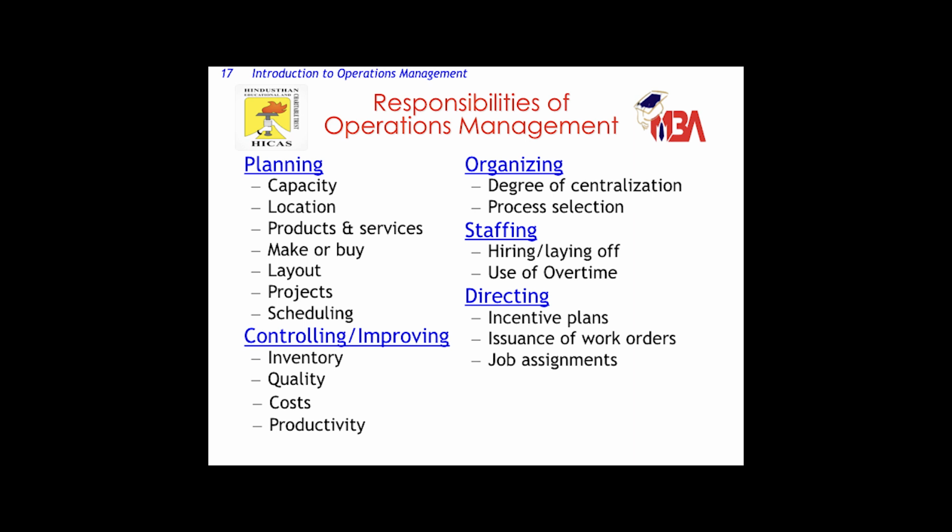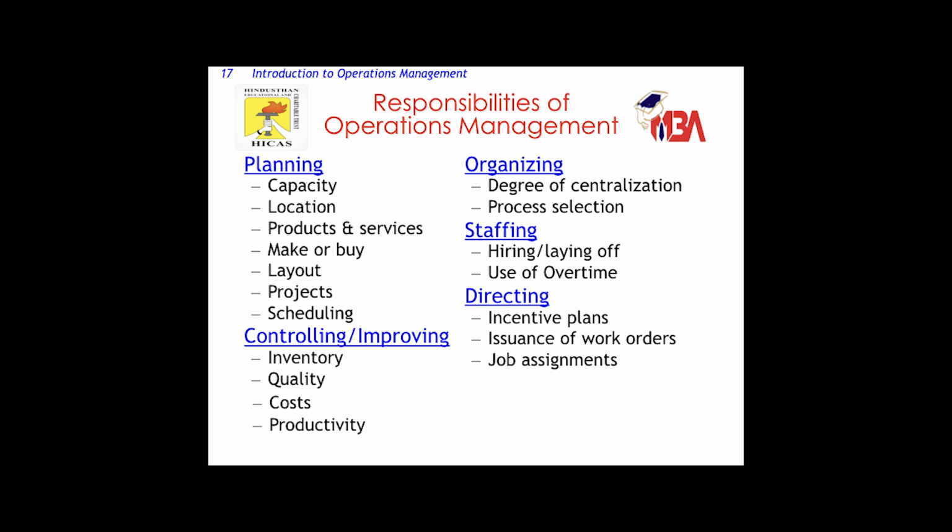If you look at the planning process of an operations manager, the operations manager plans the capacity. What is the capacity of the organization? He plans the location, where to start the production facility, where to start the goods or service providing facility. What is the product or what is the service that I am going to plan and produce? Whether I am going to manufacture a product or I am going to buy some product from outside. Planning process. I have to plan the layout. I have to plan the project.